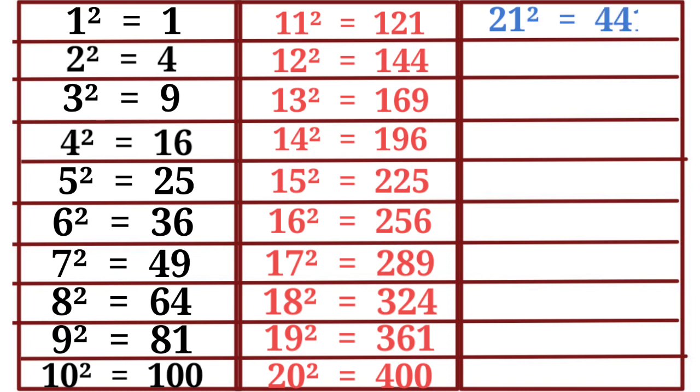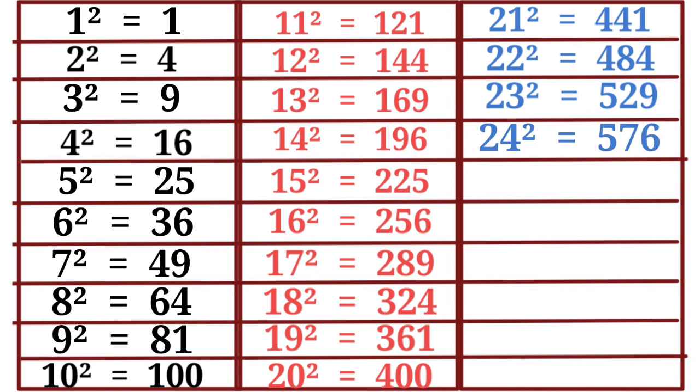21 square is equal to 441. 22 square is equal to 484. 23 square is equal to 529. 24 square is equal to 576.